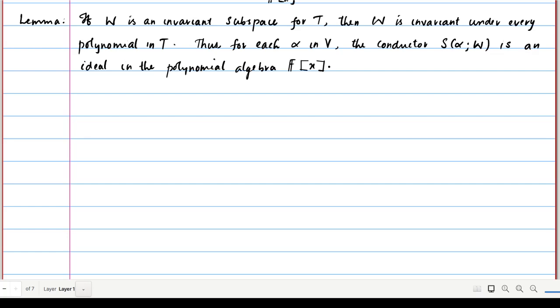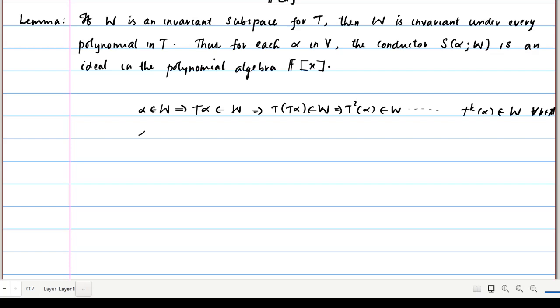That is because W is invariant under T, so if alpha belongs to W, we have T(alpha) belongs to W. And if T(alpha) belongs to W, then T(T(alpha)), that is T squared of alpha, also belongs to W. Continuing this process, you can get T^k(alpha) belongs to W for any k in N. This shows that if alpha belongs to W, then any power of T applied to alpha belongs to W.